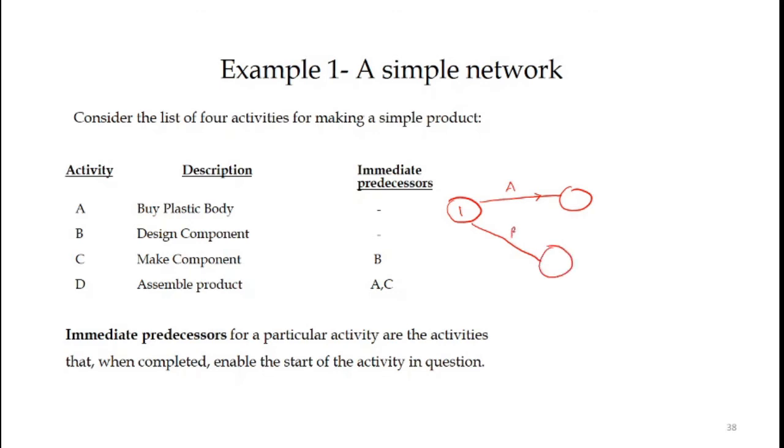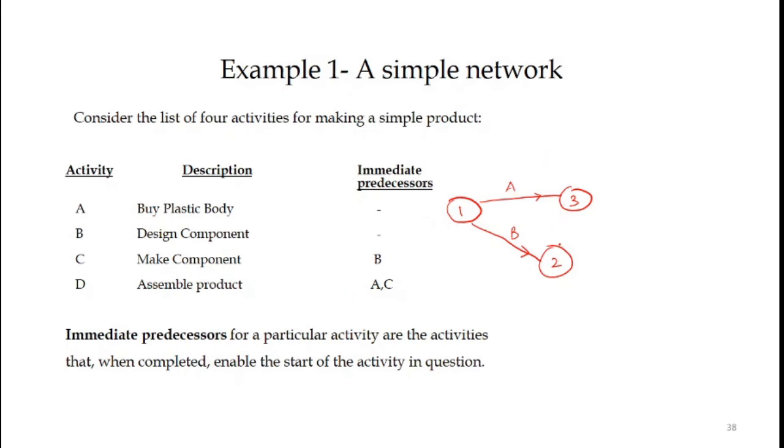A and B, because they don't have any immediate predecessor. So it can be event 2 and it can be event 3. So then what is activity C? Activity C, sorry, has an immediate predecessor as B, and D has A and C.